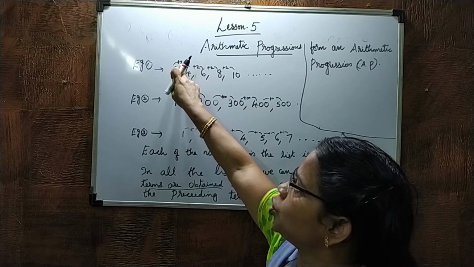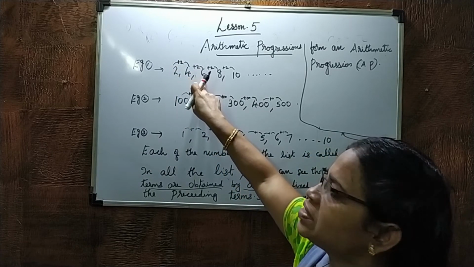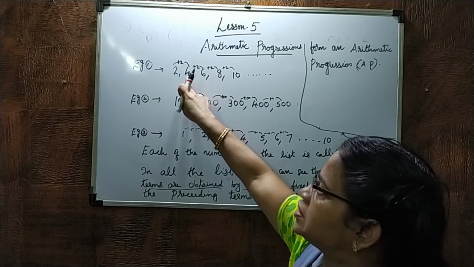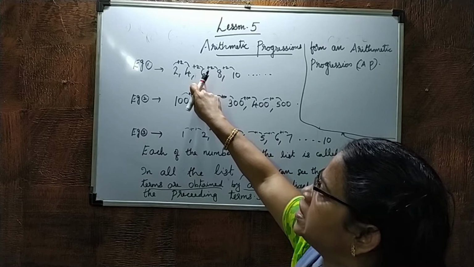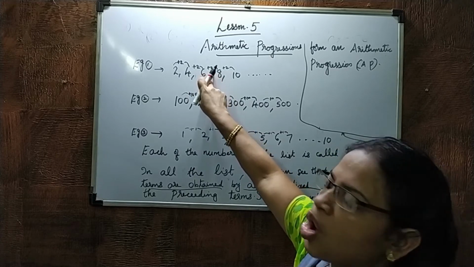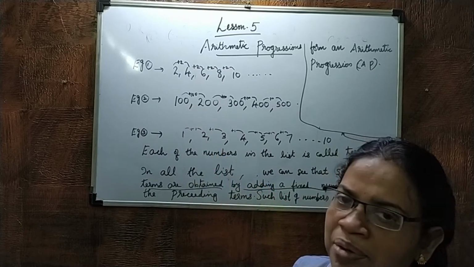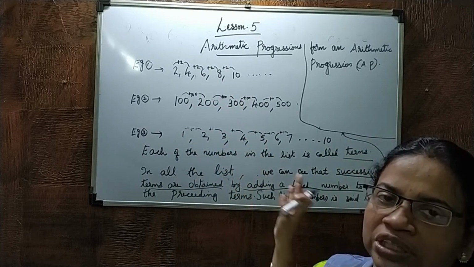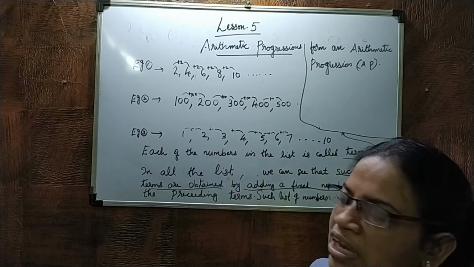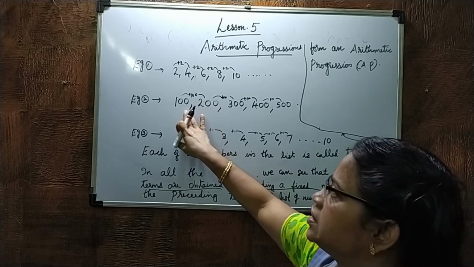We are adding 2: 2 plus 2, you got 4. Then again 4 plus 2, the next successive term is 6, right? The preceding is 4. Again 6 plus 2, you got 8. Preceding, successive, and then the common number or fixed number. Here also, which is the fixed number? It is 100. Here also 100. You add 100 to each term and you get the next answer. Right? Here this one is the succeeding term, this is the preceding.